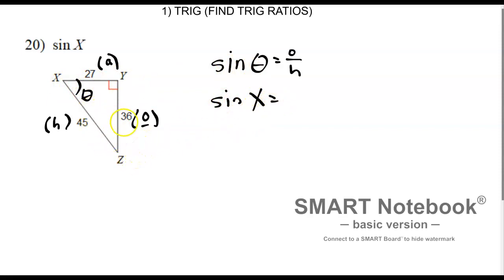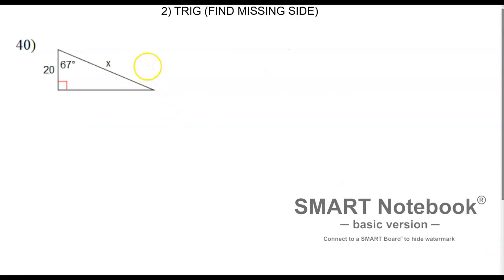where's my opposite? 36. And my hypotenuse is 45. Okay? And for these, that is it. The only thing that you guys have been trained to do in your previous math classes is to simplify. So this would be 4/5. Okay? All right. So let's move on to the second scenario.